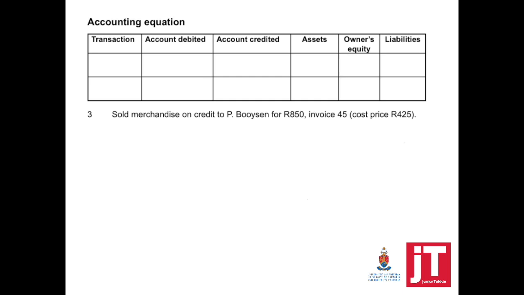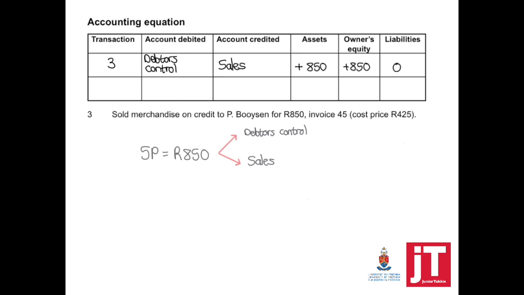So if you look at this transaction that we now need to complete on the accounting equation, the selling price goes into debtors control and sales, just like we've done in the general ledger. It means we start with the transaction, on which day did it happen, account debited, debtors control, account credited, sales. Debtors is regarded as an asset, that's why it's plus, and owner's equity. The fact that my income increases will have a positive effect on my owner's equity. Very important to take note.